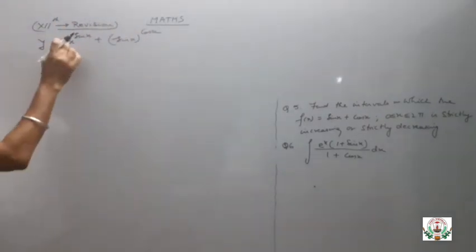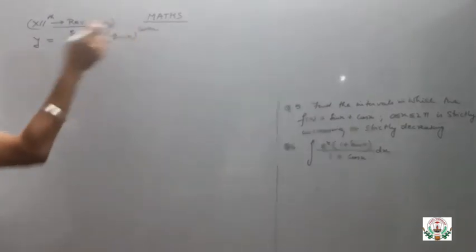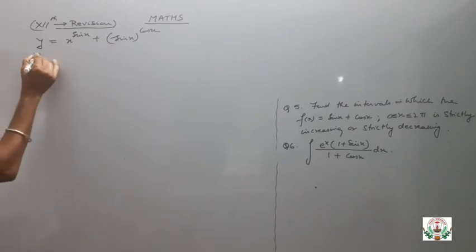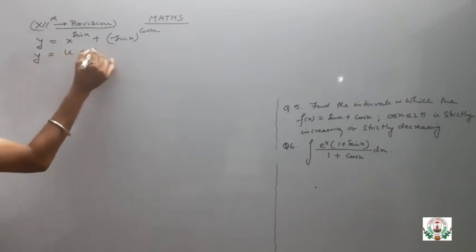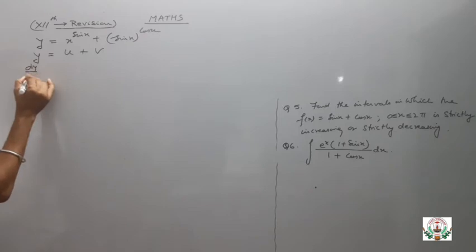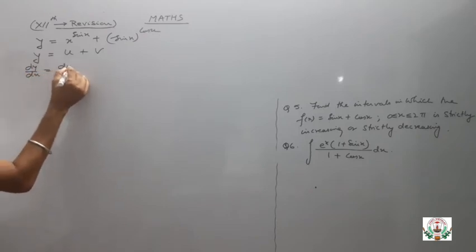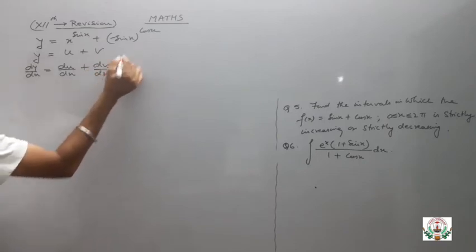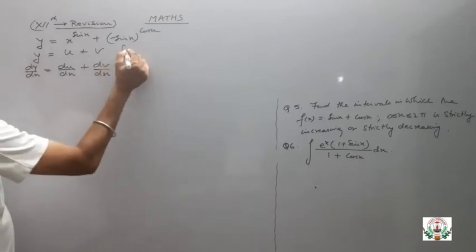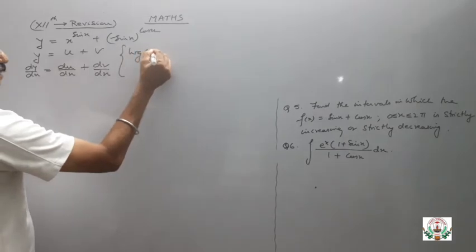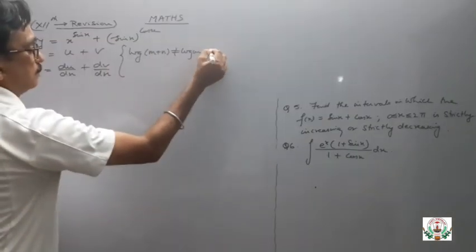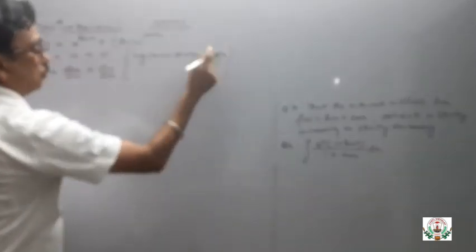These both are function to the power function. We have to take logarithmic differentiation. So y is equal to u plus v, so dy by dx will be equal to du by dx plus dv by dx. We will apply this because log(m plus n) is never equal to log m plus log n. This formula you have to write down compulsorily.